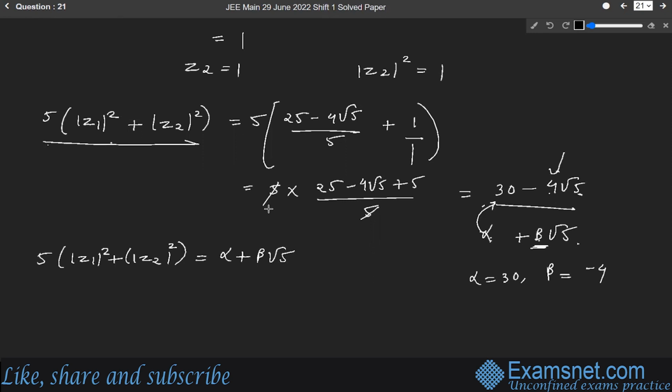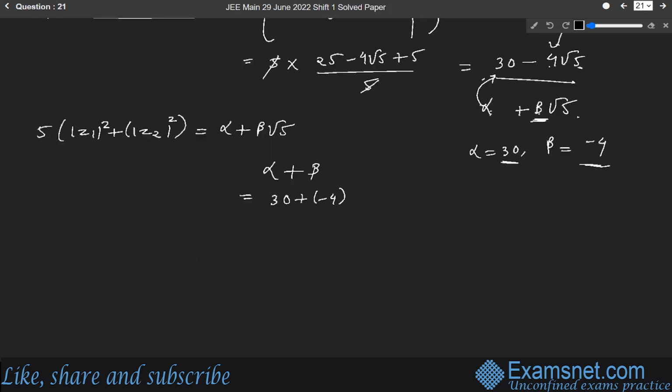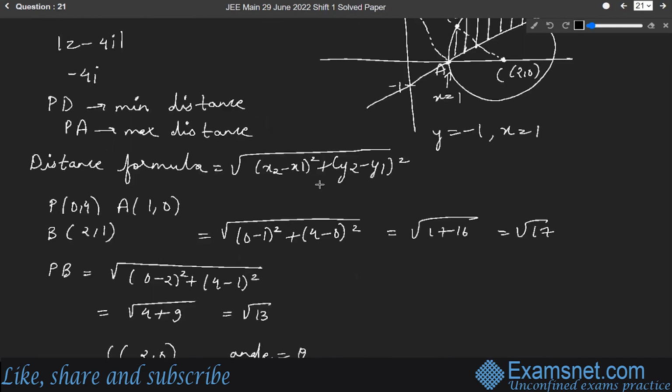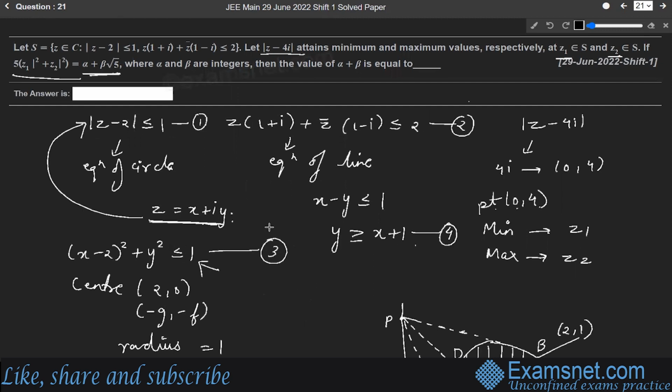But we have to find alpha plus beta, right? So what will be alpha plus beta? The value of alpha is 30 and the value of beta is minus 4. So 30 plus minus 4 is 30 minus 4. Plus minus will be minus. 30 minus 4 is 26. So the value of alpha plus beta is 26. Therefore, for this question, the correct option is 26, right? This is the correct answer.